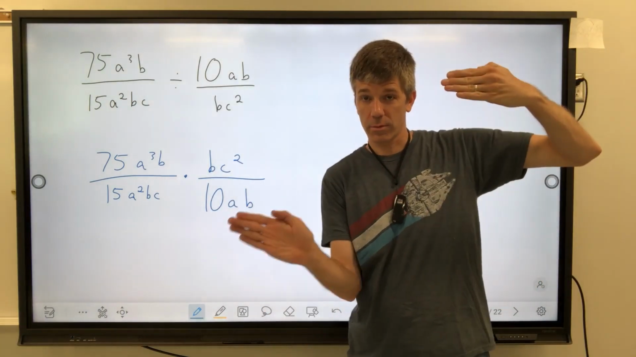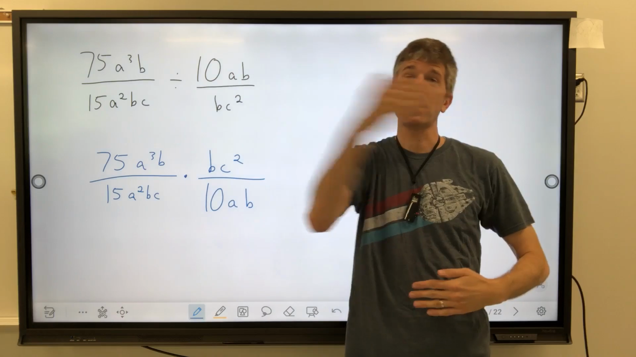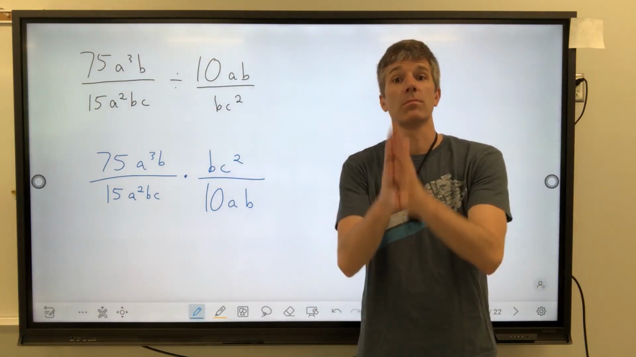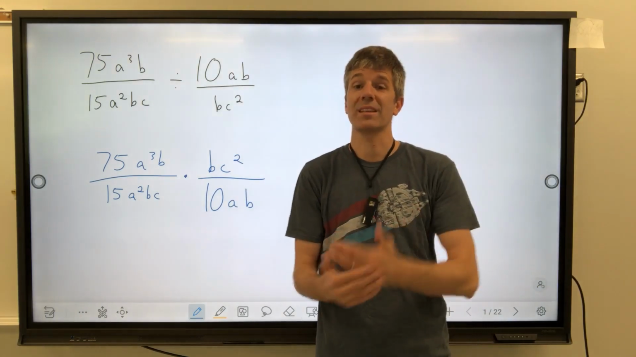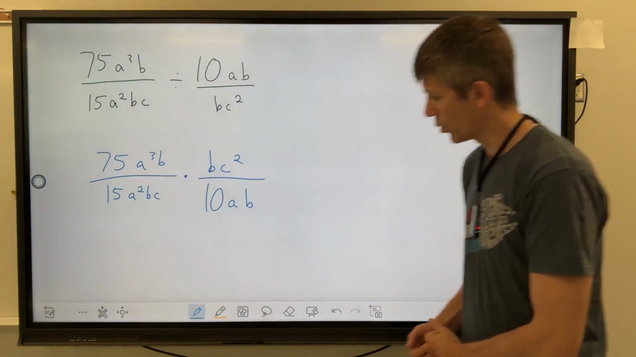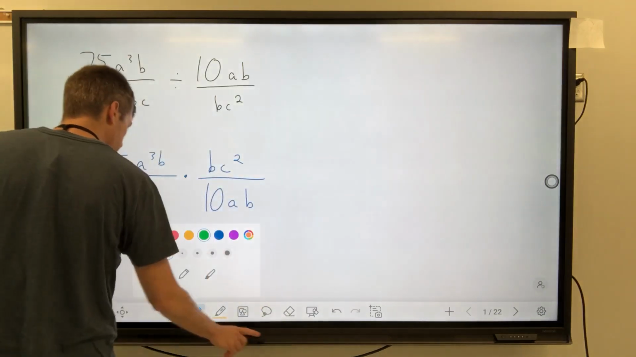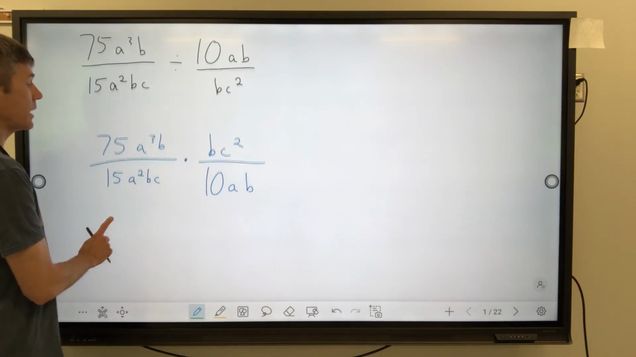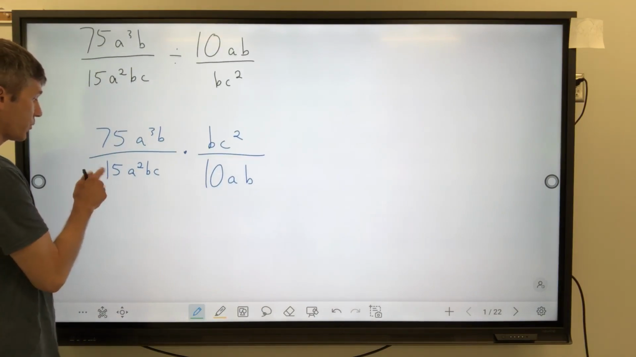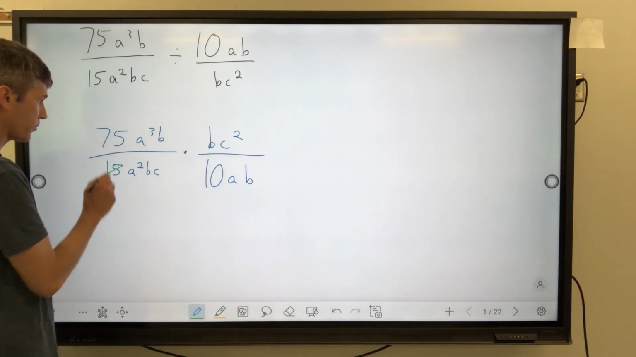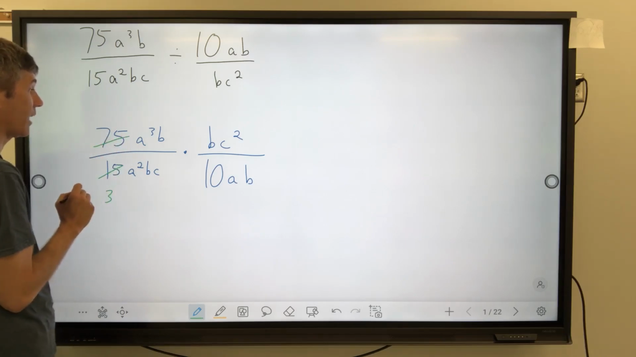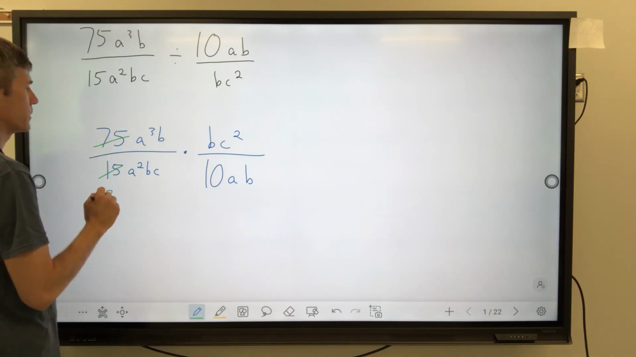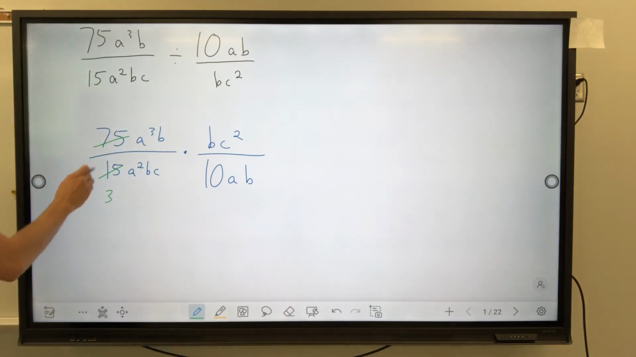So here reduces with here, here reduces with here. Anything in the numerator cancels with anything in the denominator, as long as everything is multiplied. Okay, as long as we're canceling factors. So let's grab a green pen and start canceling. Let's reduce as much as we can. Let's see, 5 goes into 15 3 times. 5 goes into 75 15 times.